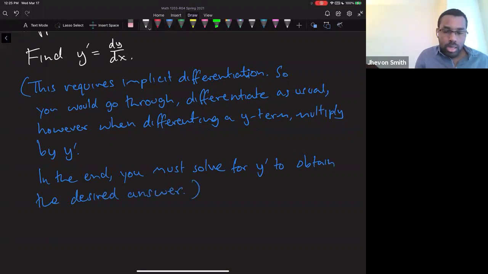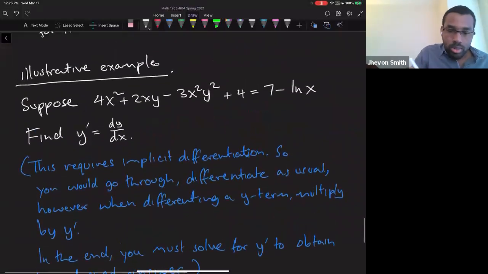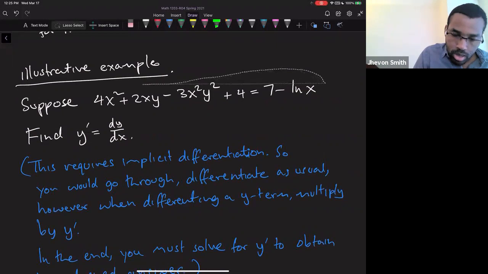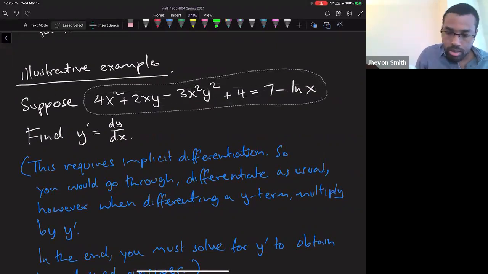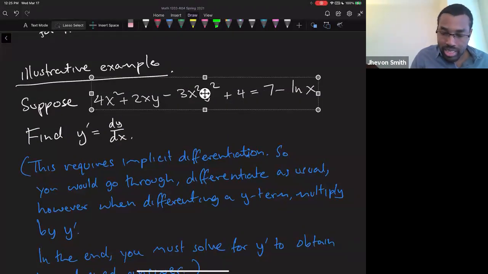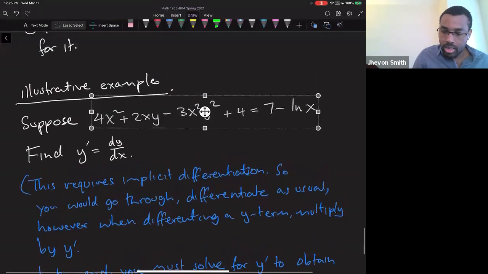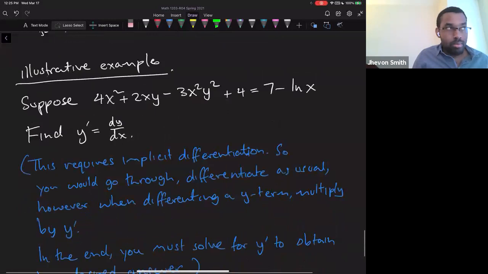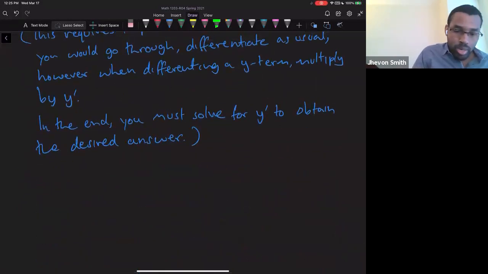Okay, so let me quickly go through and actually do this one for you guys, and then I'll let you go. And of course, I won't see you next class because you will be doing the test, but then class after that, we'll pick up with some more examples on implicit differentiation.